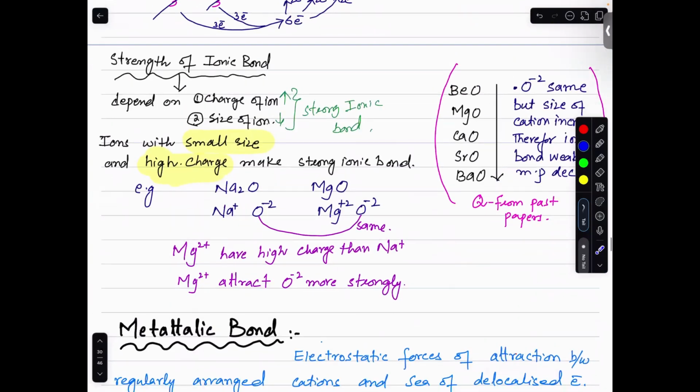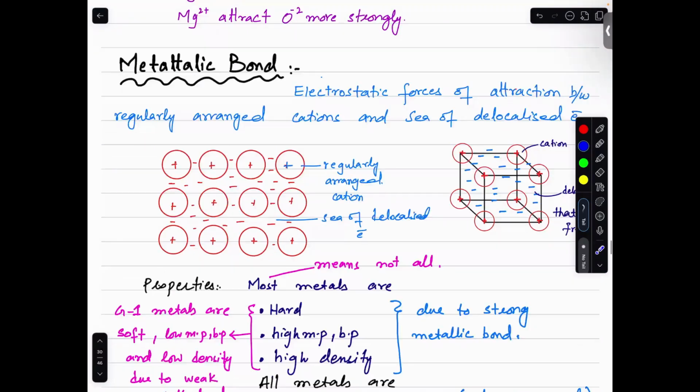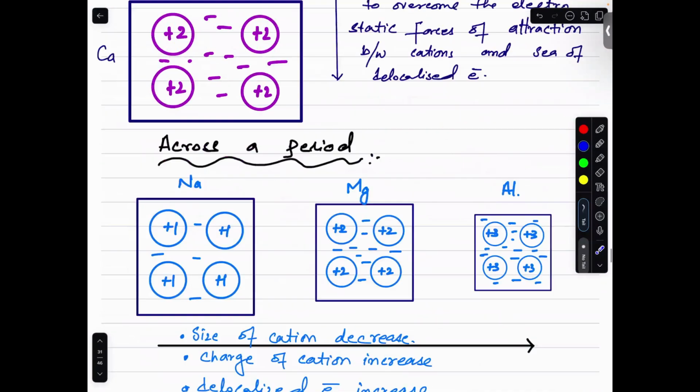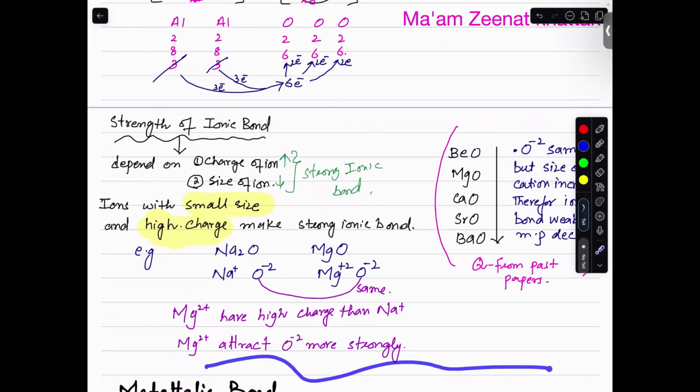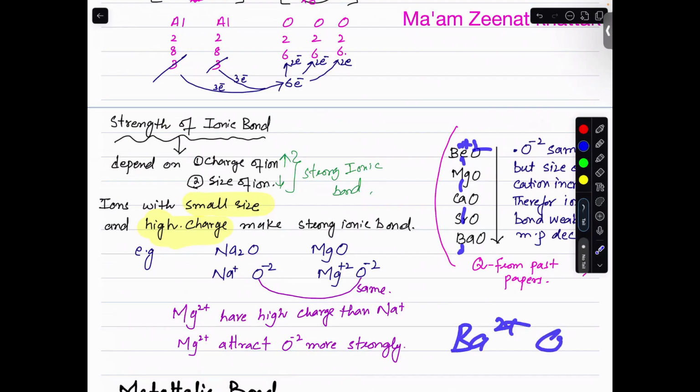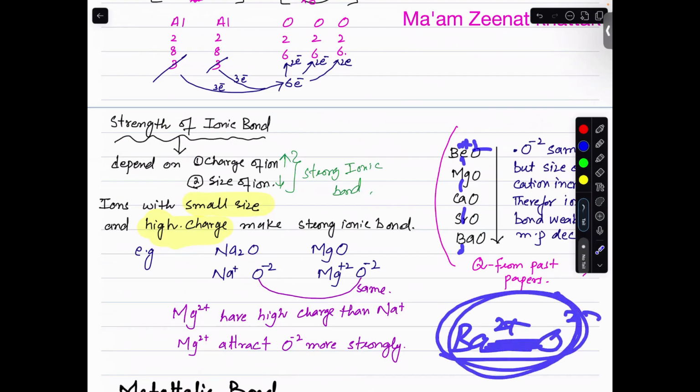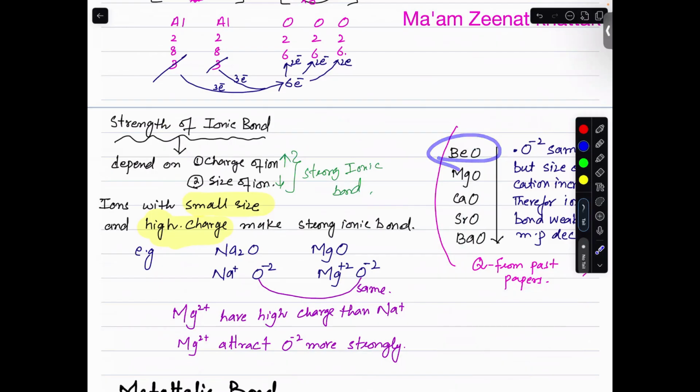Now, metallic bond and the summary, I'm going to do with you in the next lecture. In this, I think you understand that the oxide is the same, the charge is also the same, but the size increases. So barium 2 plus attracts oxide with very little attraction, so it's not a very strong bond. It is strong, but not as strong as this. The size of barium is large, the attraction for oxide is small.